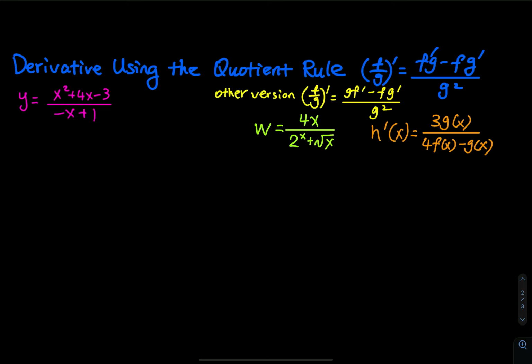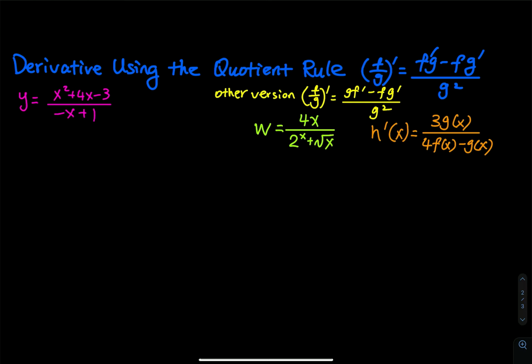And then there is another version. That version is (f over g) prime equals g times f prime minus f times g prime, divided by g squared. You will get the same answer, but the placement of each term looks a little bit different, but the answer is exactly the same.